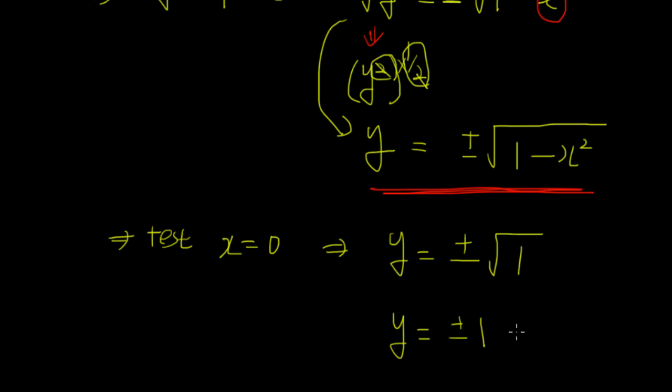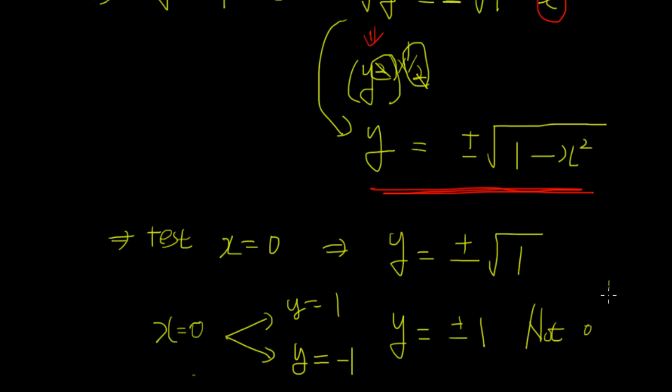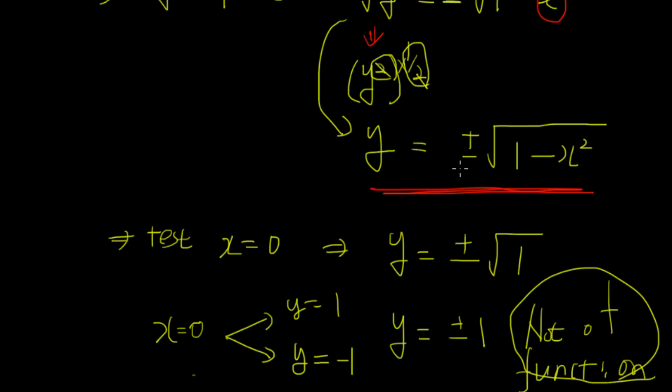So what does that mean? When x equals 0, this goes to y equals 1, but this also goes to y equals negative 1. Two lines coming out from one x value. So this is not a function. Right? This is not a function. Okay.